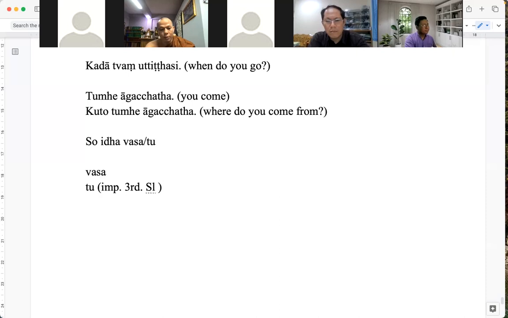So that is why the subject will be third person singular, he or someone. And then because of the imperative tu, we understand may or let. So, and then because our base is to live or to dwell, that is why the whole verb is let him live.